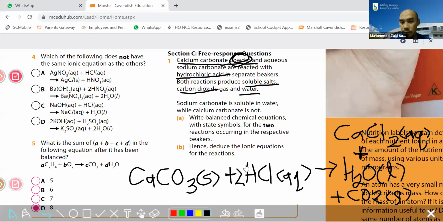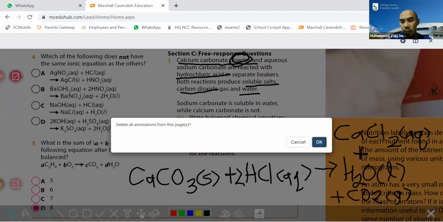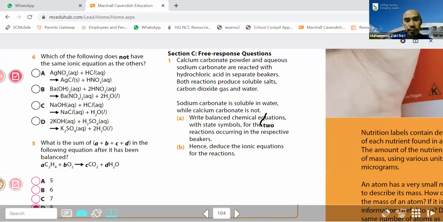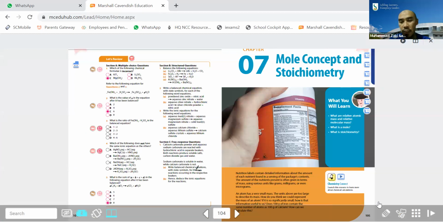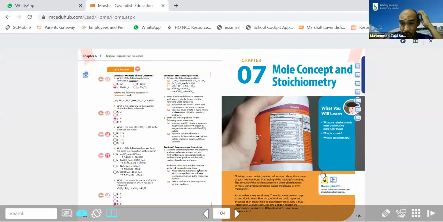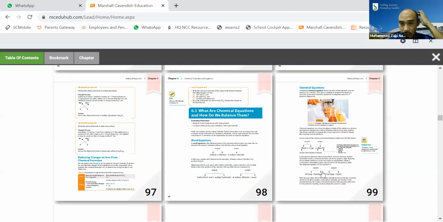So can I move on? Okay, I'll move on. Let me go to the acid, base and oxide. I will go to the last page, the exercises.